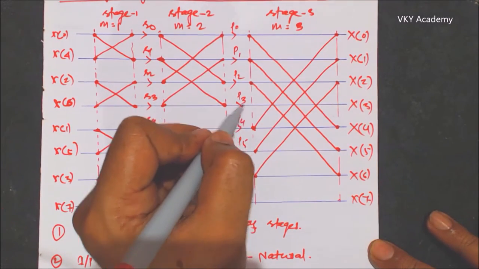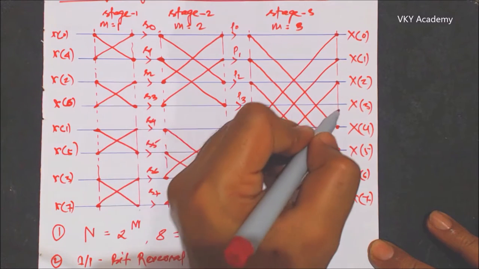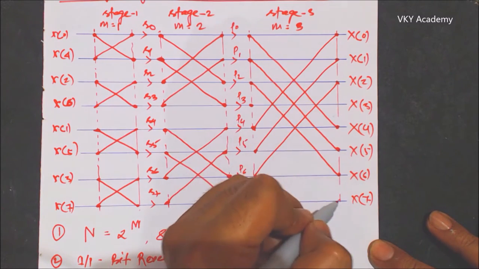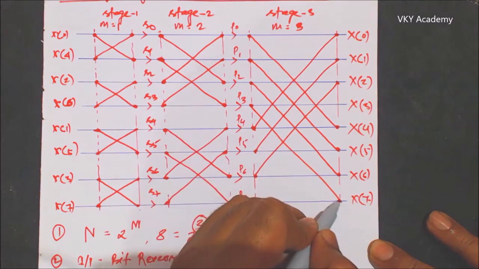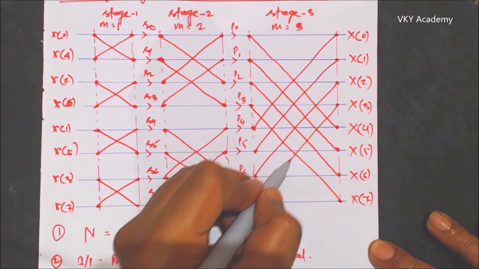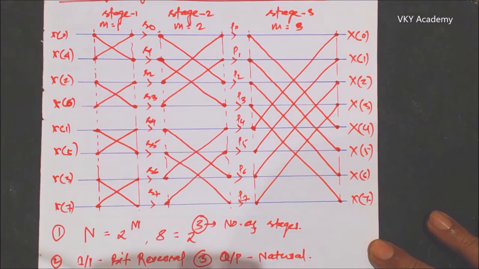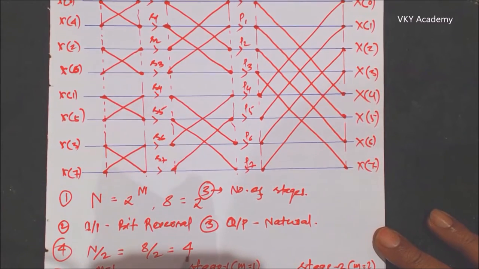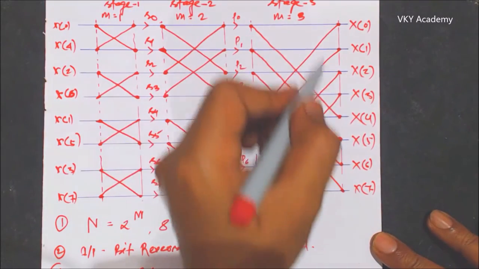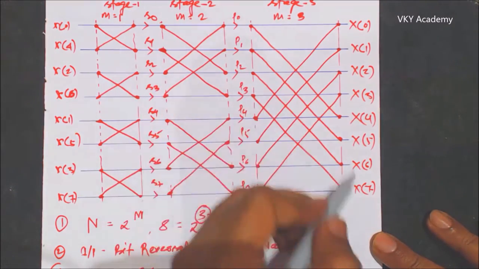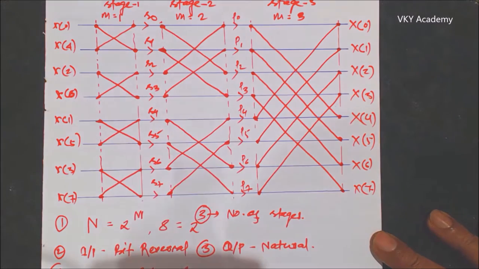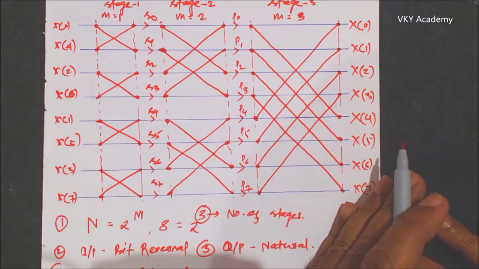The last unengaged input is P3. Start from here, leave 4 points, 1, 2, 3, 4, join here. Similarly, join capital X3 with P7. So this is how we can draw the butterfly for the third stage, or you can say the final stage of this flow diagram. Now you can analyze the point number 4 also. There are total 4 number of butterflies in final stage also. So you can see that this is my first butterfly, second one, third one, and this is the fourth one. So in each stage we have 4 number of butterflies.